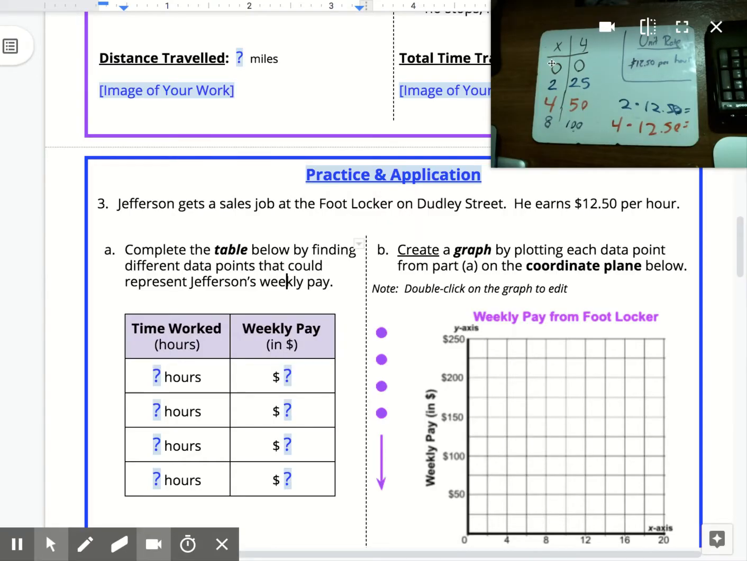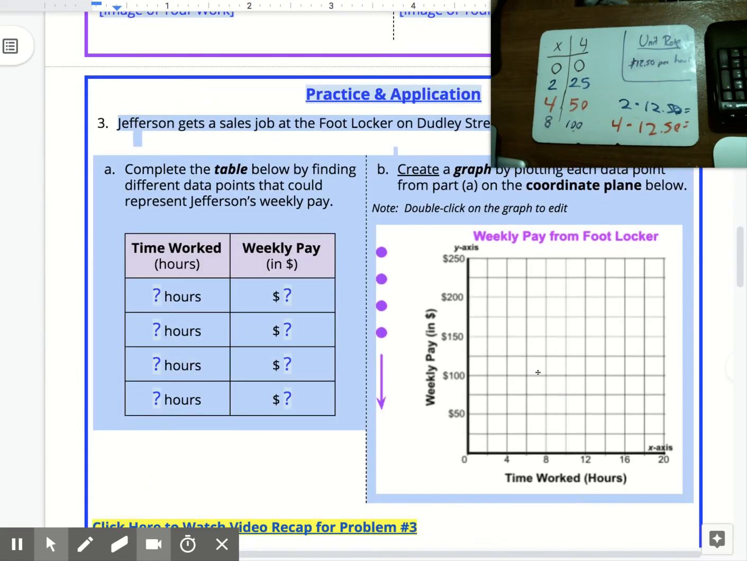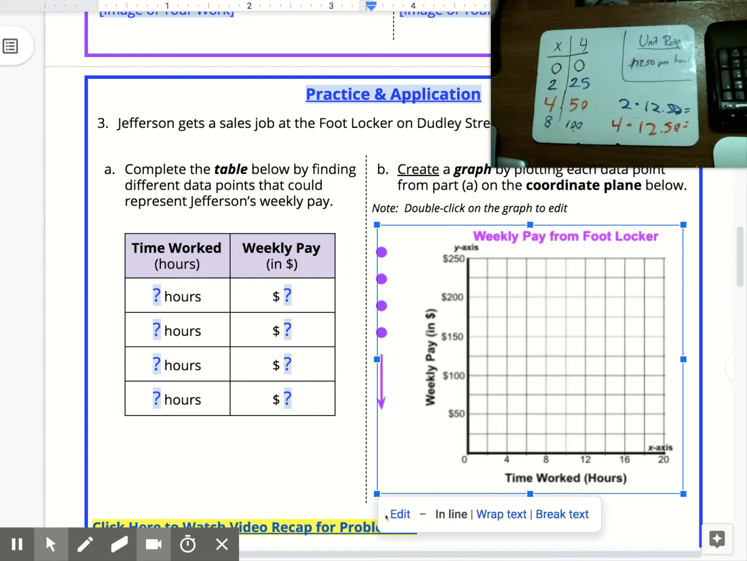And as we take a look at our table up here, Part B asks us to create a graph by plotting each data point from Part A on the coordinate plane below. So each row here, the brown row I have, the blue row, the red, and the purple, each of those are different data points or different pairs of XY coordinates that we could plot on this coordinate plane. So you're going to double click to edit that, or you can click on it once and click edit.